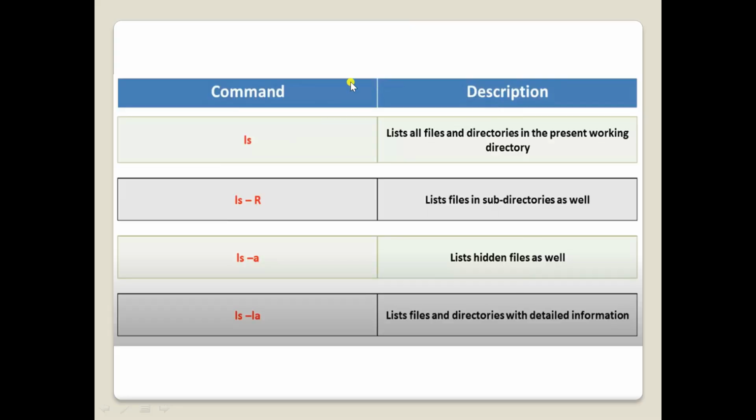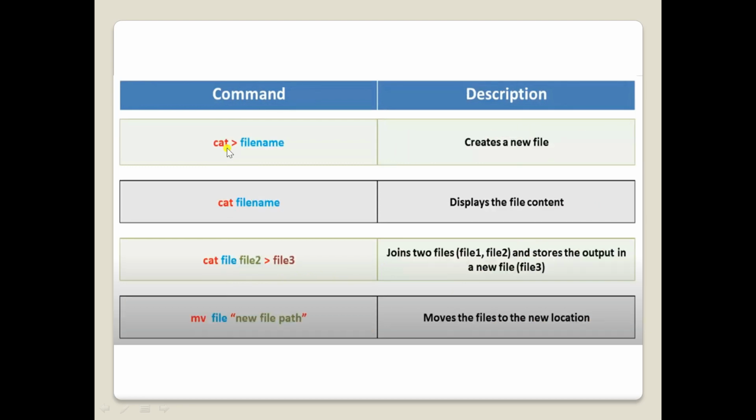Let's summarize whatever we learned today. ls lists files and directories in the present working directory. ls -r lists files in subdirectories as well. ls -a lists hidden files as well. ls -la lists files and directories with detailed information. cat with a file name creates a new file. cat space file name displays the content of the file.